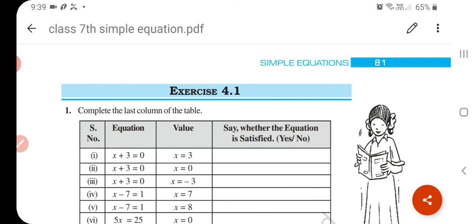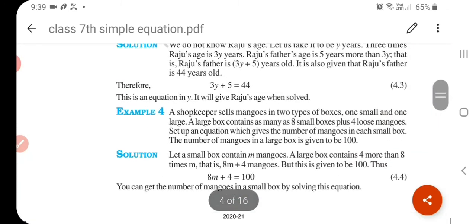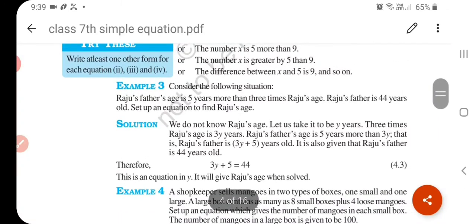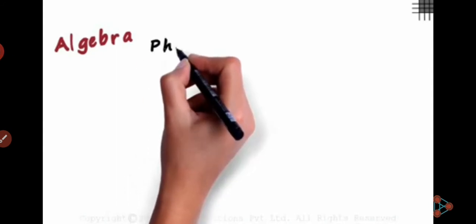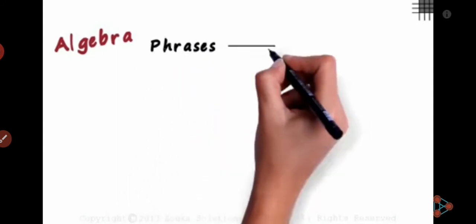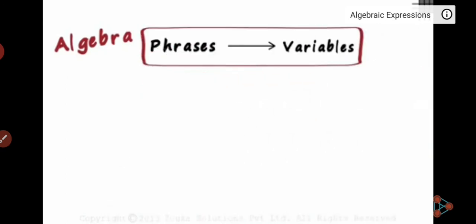Okay, now we can do this question. First of all, before we start exercise 4.1, I will show you something. In the previous video, we have seen how algebra makes our life very easy. It helps us write long phrases in a very short way using variables. That's the beauty of algebra.